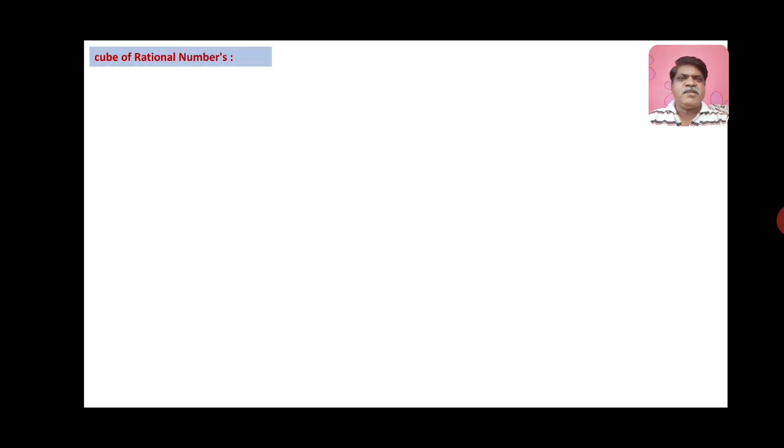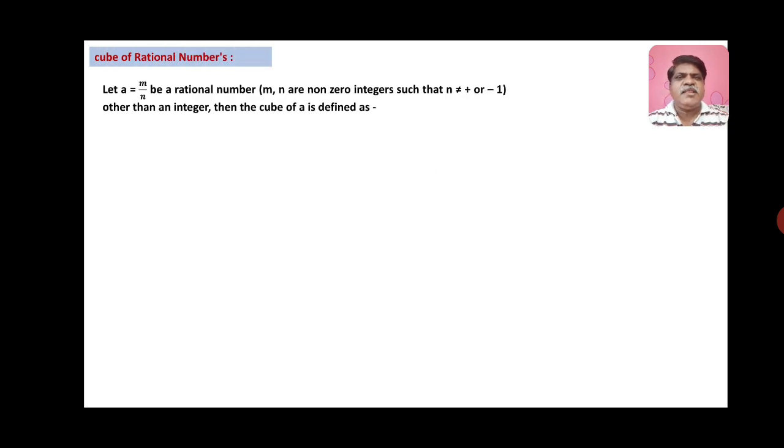So friends, let us take the cube of rational numbers. Let a equal to m by n be a rational number, where m and n are integers. Then it can be defined as a cube is equal to a into a into a. Or you can replace a with its rational number: m upon n raised to 3 is equal to m upon n into m upon n into m upon n. So you get m into m into m, that is m raised to 3 at the numerator, and at the denominator n into n into n, that is n raised to 3.